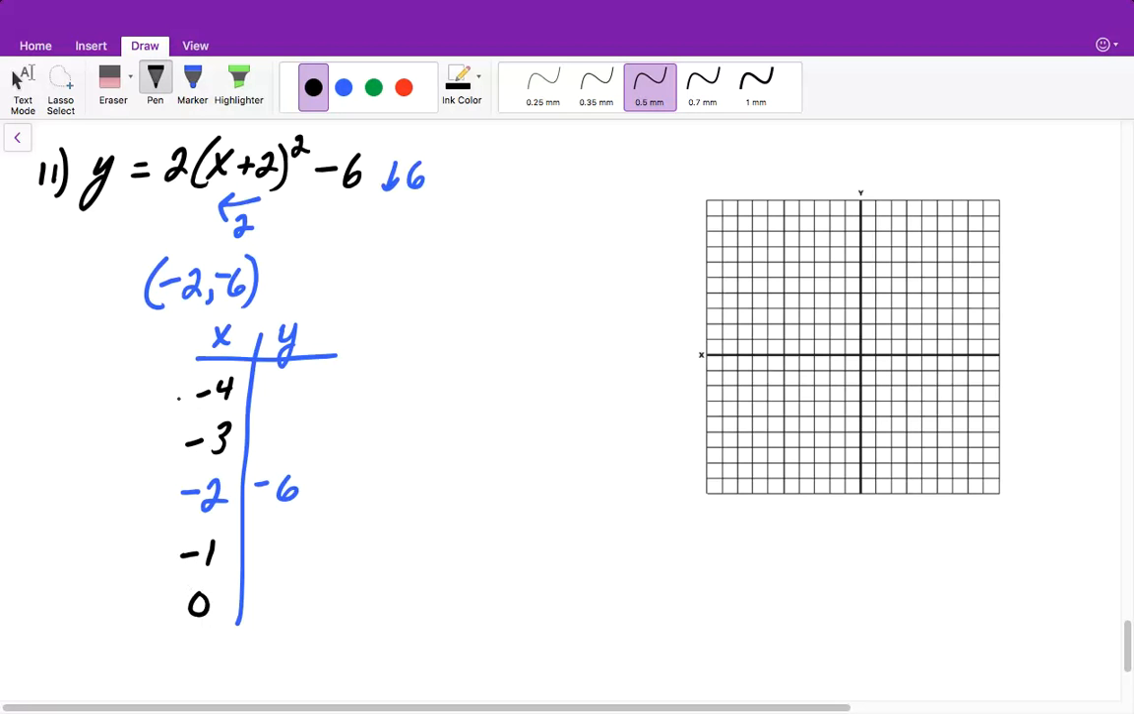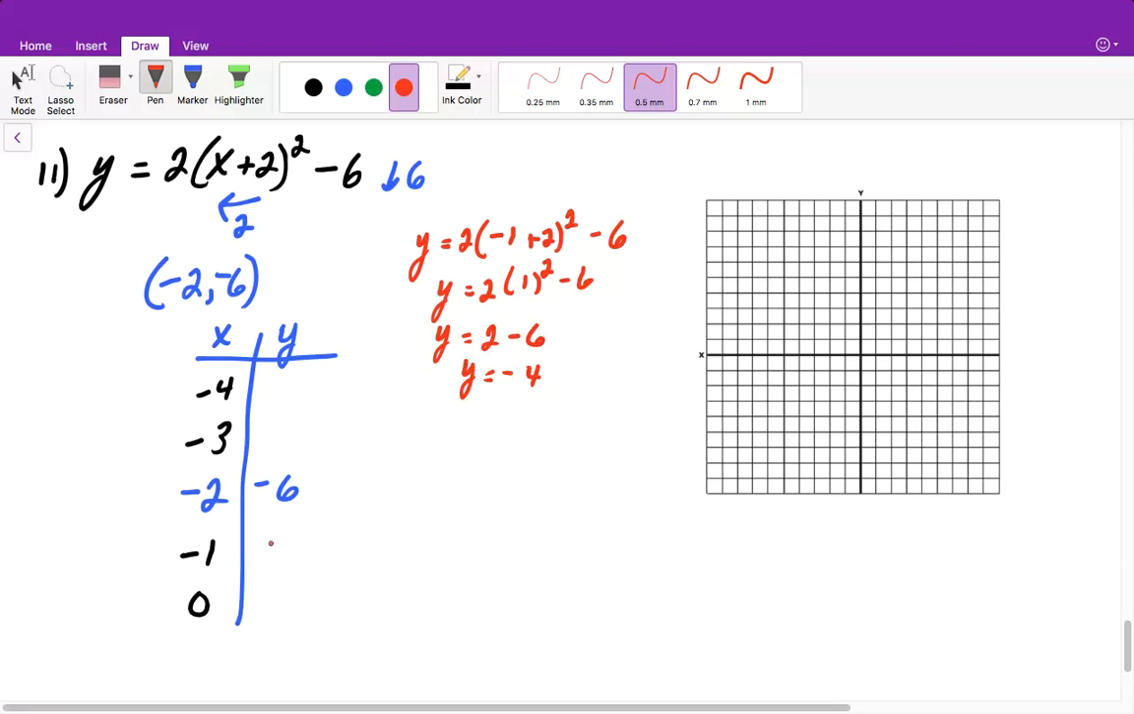It does not matter if you put 0 and negative 1 on the top and negative 3 and negative 4 on the bottom. It's all the same. Right, then we're going to go ahead and plug it in. So y is then equal to 2 times negative 1 plus 2 squared minus 6. Y is then equal to 2 times 1 squared minus 6. y is then equal to 1 squared is 1 times 2 is 2, so 2 minus 6, or y is equal to negative 4. And as we talked about before, we know that this one is also going to be negative 4 because it is symmetrical.